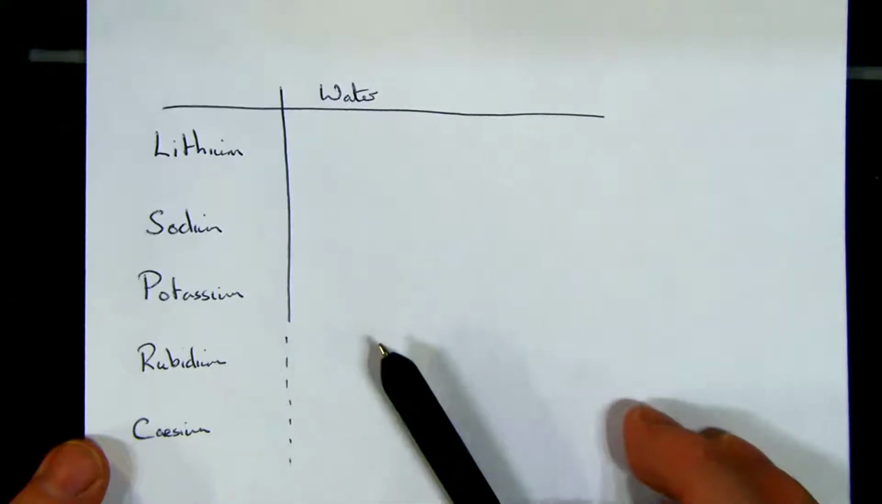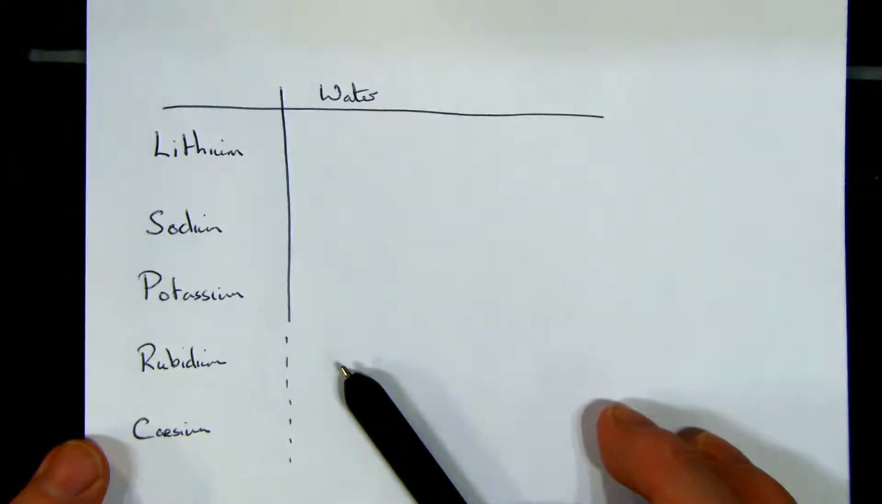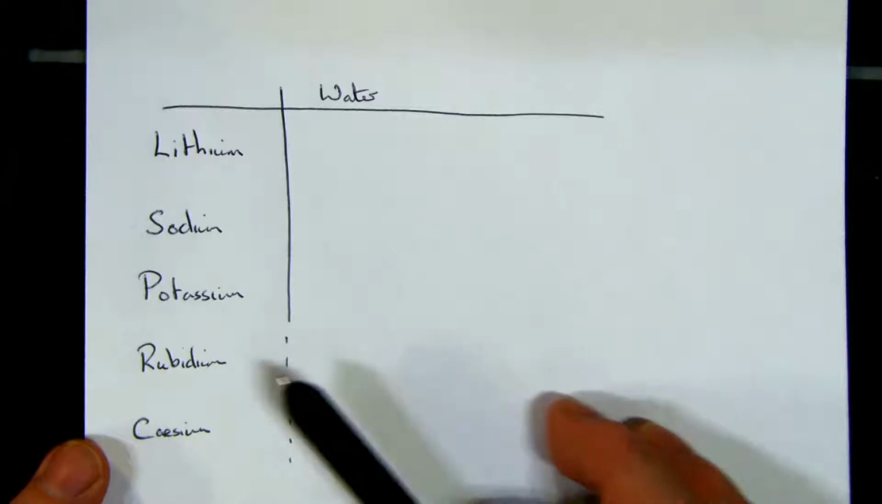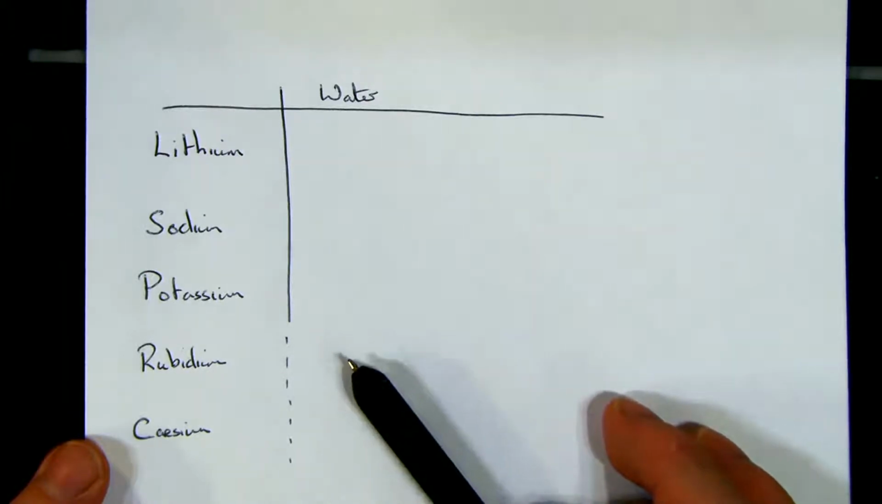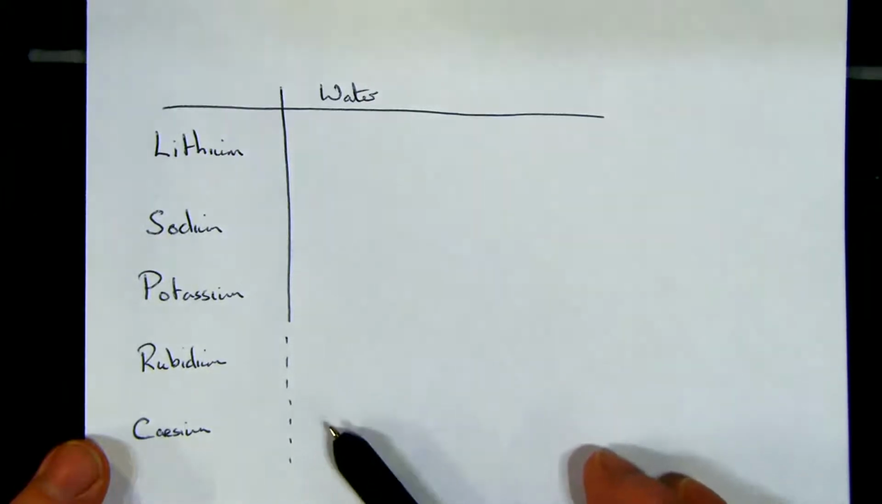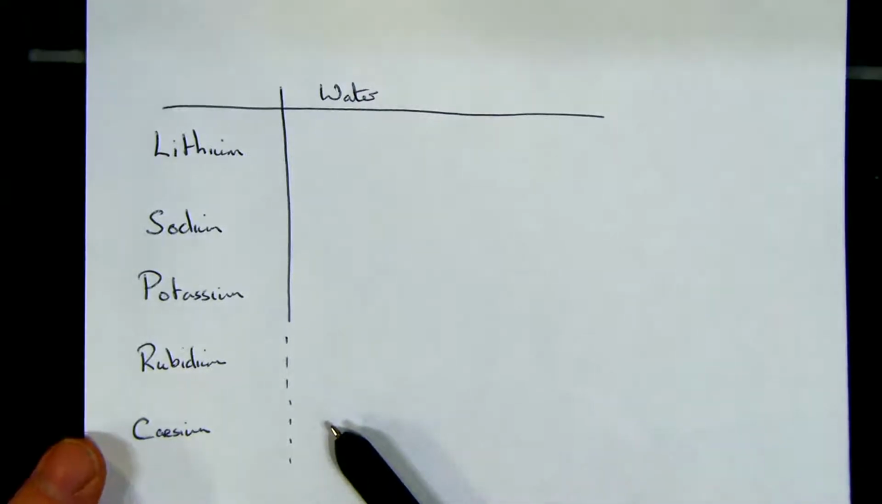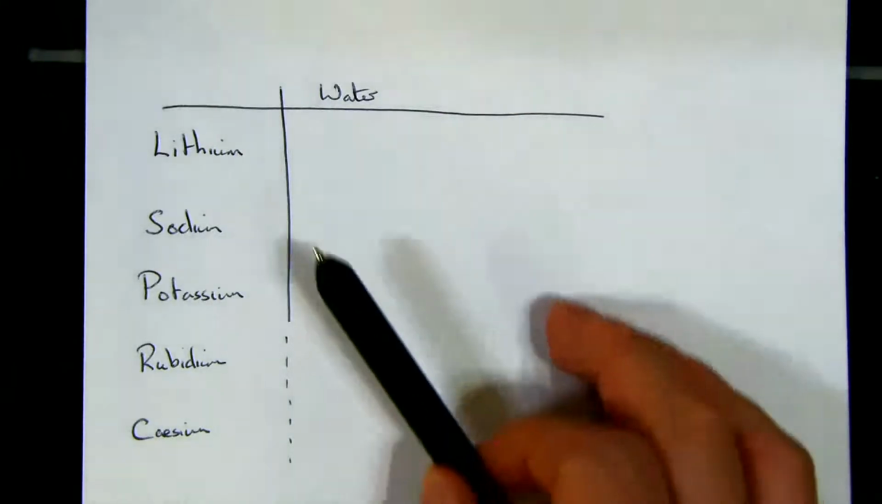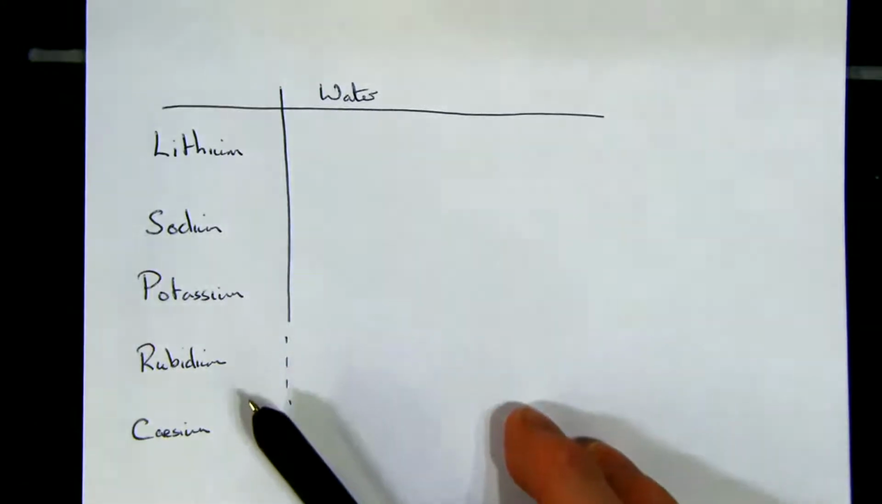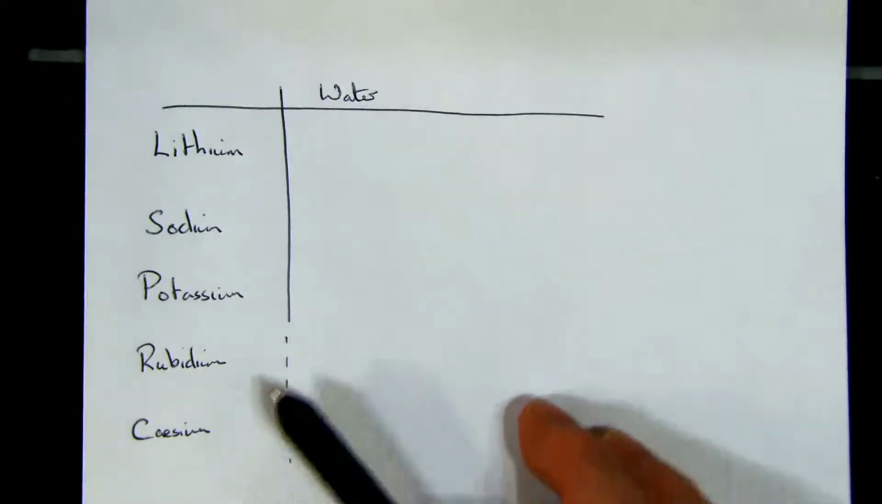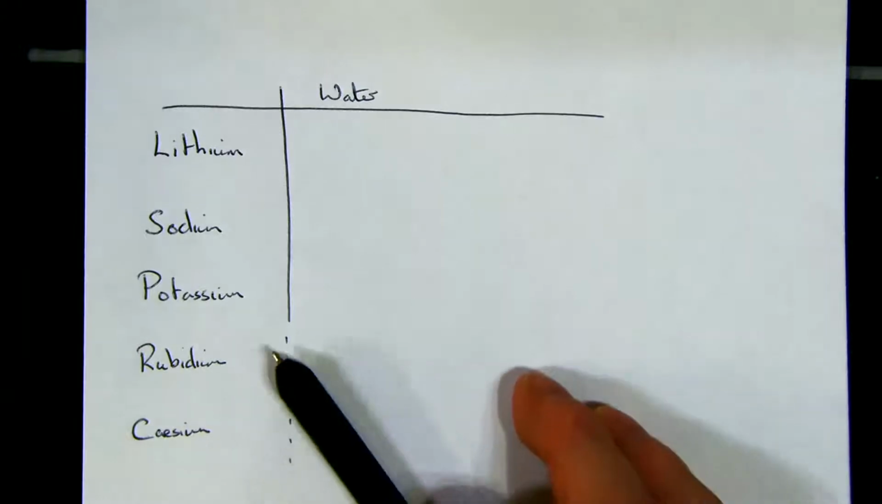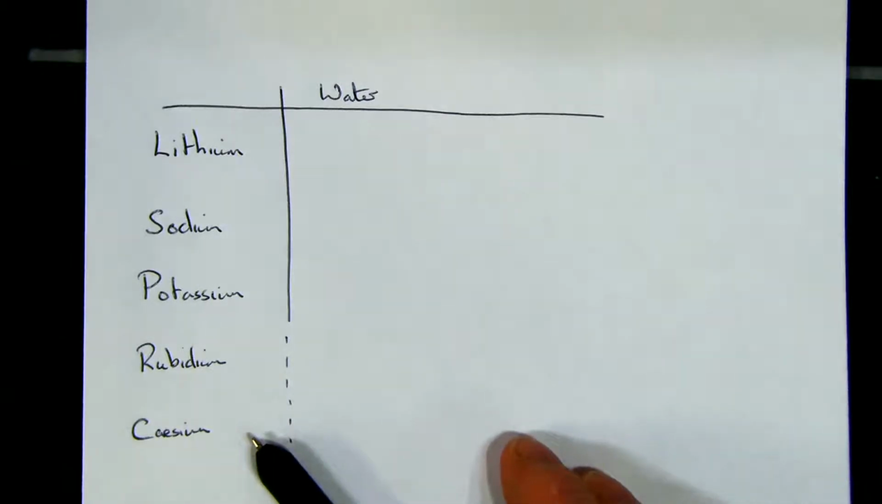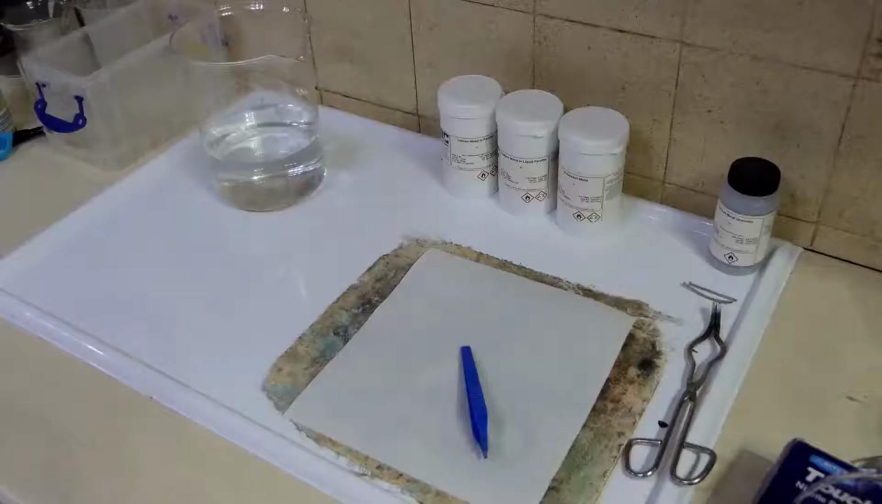So no, I'm not going to try rubidium. I have used it once in the past and it is quite dangerous, and I'll be honest, I've never actually handled cesium, although I do have a small sample of it. Right, let's have a look at lithium, sodium, potassium, and we'll make predictions for rubidium and cesium.